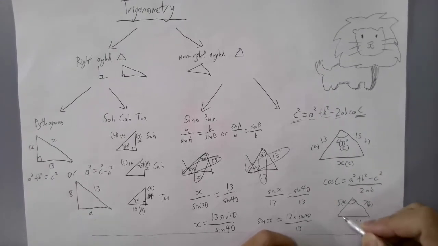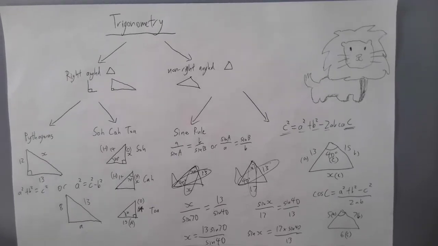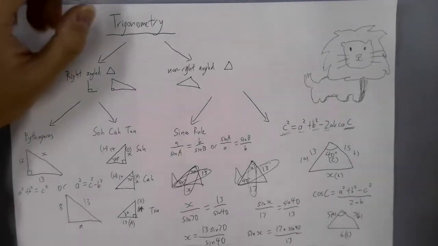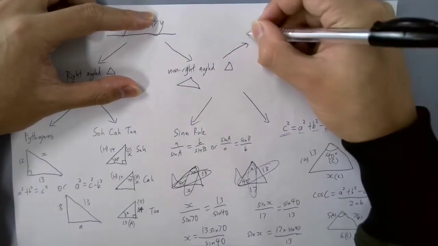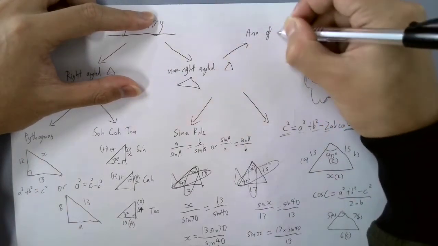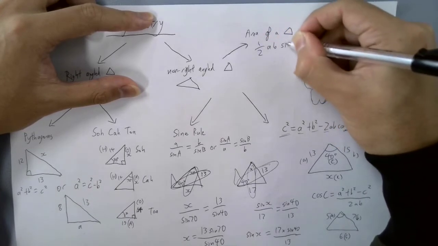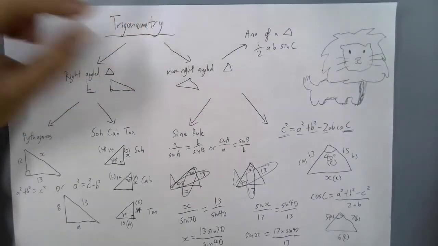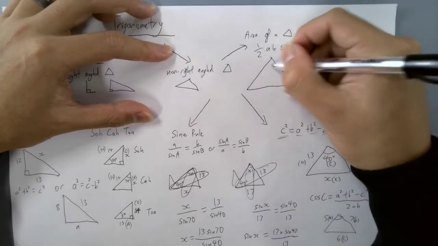Let's say we want to find this angle here, then I'd call this A and B and that's C, just so I keep my formulas the same. Okay, there's one more thing also from non-right angled, and that's the area of a triangle. That's where you use half ab sine C. Okay, and that's when you have the two sides of a triangle.